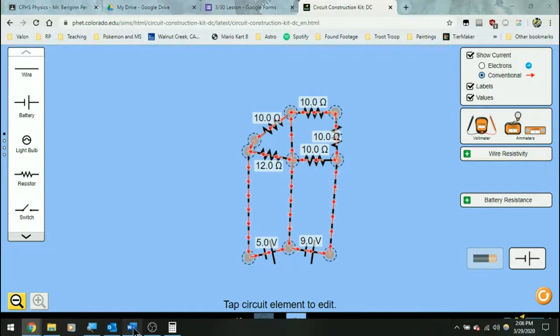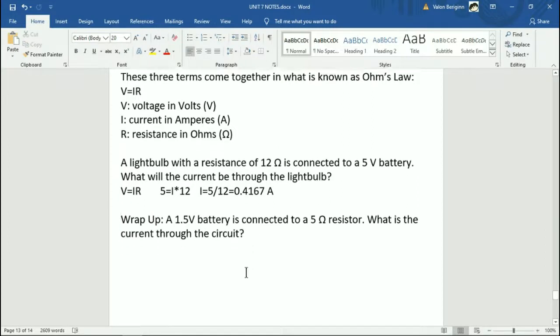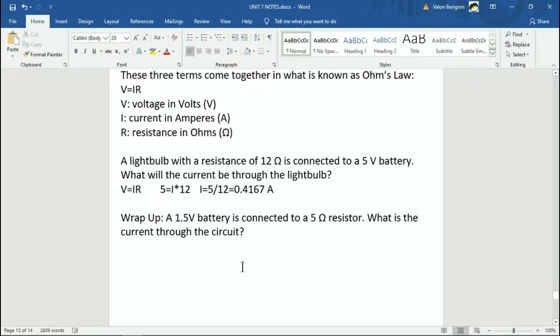Okay, let's go back to the things. I think I got a wrap-up question coming along. Yep, okay. The wrap-up question, just a fairly simple math exercise here. A 1.5 volt battery is connected to a 5 ohm resistor. What is the current through the circuit? Okay, so pause this, figure it out, and come back.